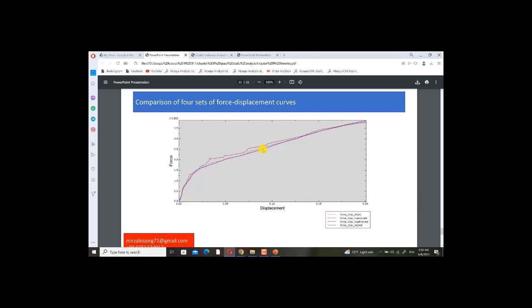Here you cannot see the light brown one because it is covered with the blue curve, and they are almost the same. Because of this, you cannot see it here. Okay, that's it.